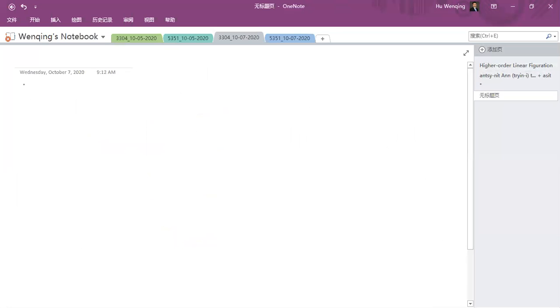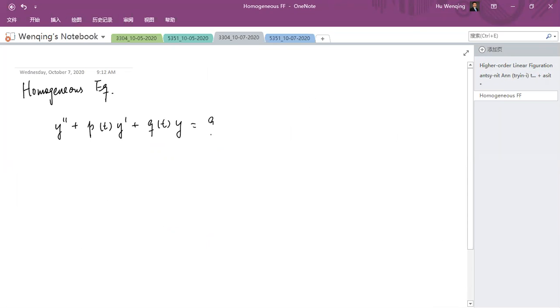So let's talk about homogeneous equations. How do we solve homogeneous equations? Well, remember, if you have second order equations like y double prime plus p of t y prime plus q of t y is equal to g of t.